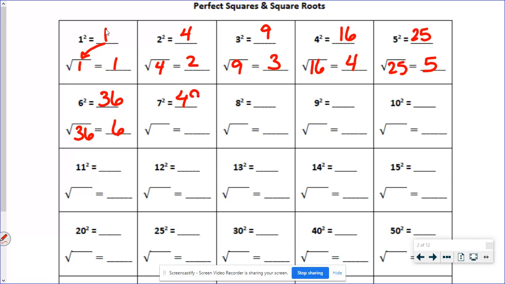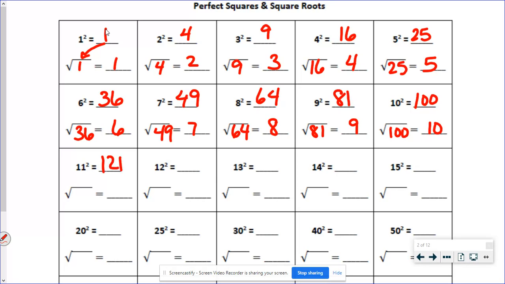7 squared is 49, the square root of 49 is 7. 8 squared is 64, the square root of 64 is 8. 9 squared is 81, so the square root of 81 is 9. 10 squared is 100, so the square root of 100 is 10. 11 squared is 121, so the square root of 121 is 11. 12 squared is 144, so the square root of 144 is 12.